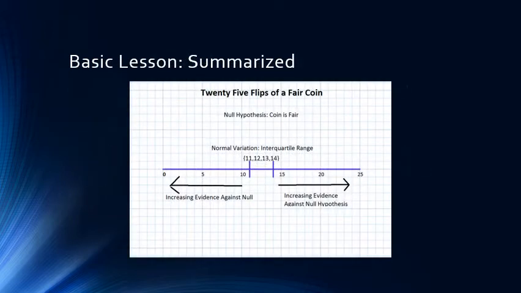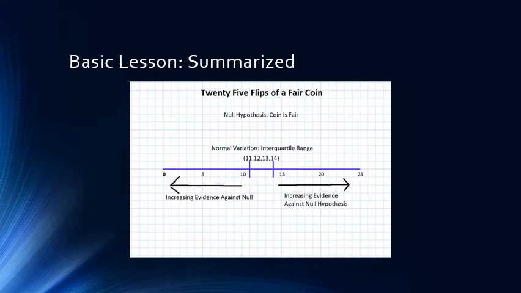Here in one picture is the summary of the basic lesson that we are going to be covering in this lecture. We considered testing a fair coin by flipping it 25 times. Now it turns out that the central values are 11, 12, 13, and 14. And these four values combined have probability of about 52%. So this is the interquartile range, the middle four values. Outside this range, so if you have 15 heads, this is too high.